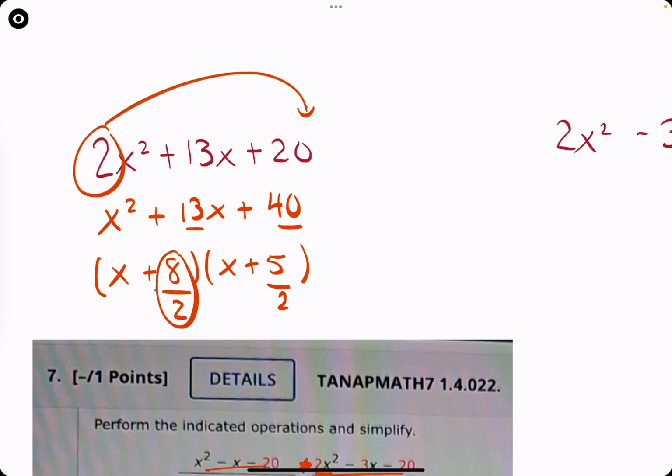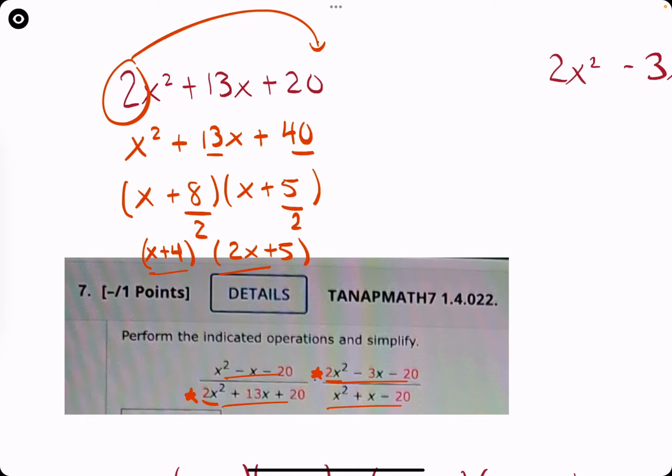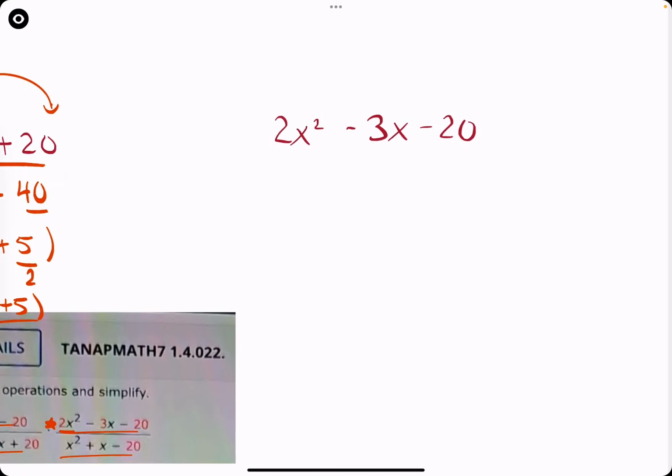Where dividing by 2 works out nicely, we want to simplify that nicely. So this becomes x plus 4, since 8 divided by 2 is 4. And where it does not work out nicely, as in 5 over 2, the 2 will go out in front of the x and you'll leave the plus 5. So these are the two linear factors for this quadratic expression. Let's do the same thing here.